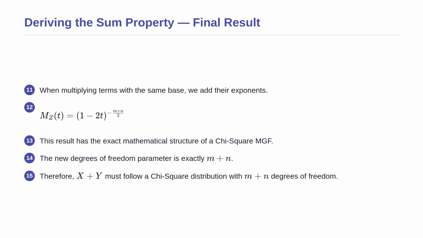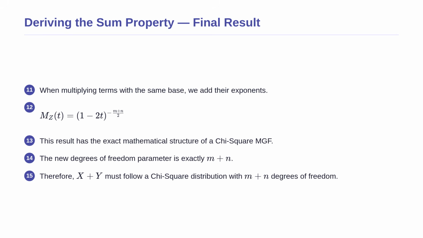Concluding our proof, we apply the rules of algebra. When you multiply two terms that have the exact same base, you simply add their exponents together. By adding the exponents, we get a new exponent containing m plus n.